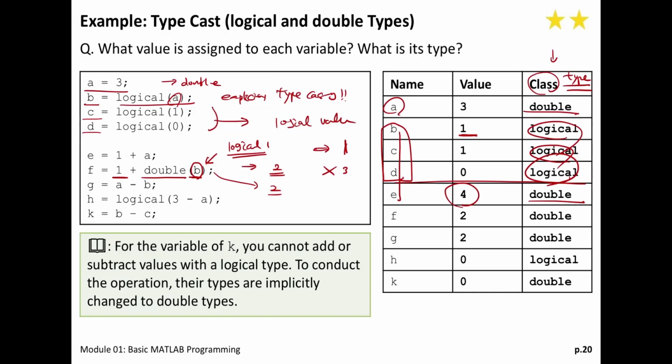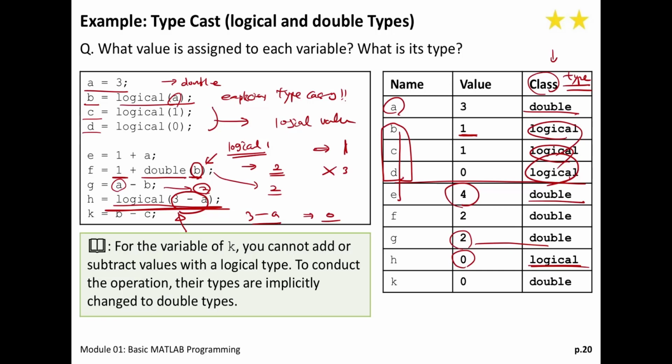G is similar, G is simply 2, right? What about this one? Okay, so in this case, logical in this expression means: what is the typecasting of this value 3 minus A? 3 minus A comma 0, so logical 0, like this. Okay.